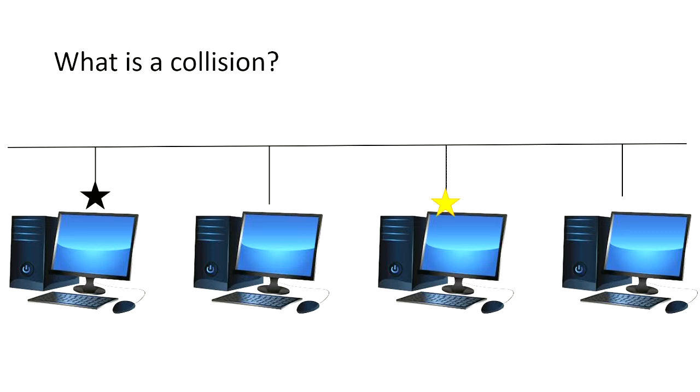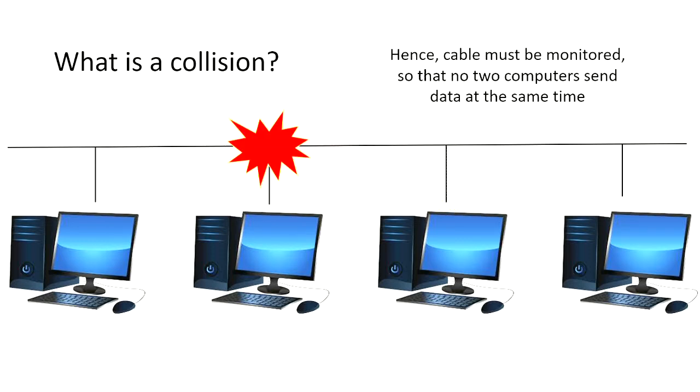So we're going to talk about what a collision is in terms of networks. When two systems try to send a message on a bus and they collide or they meet, that is a collision. So what we can observe is no two computers can send data at the same time.